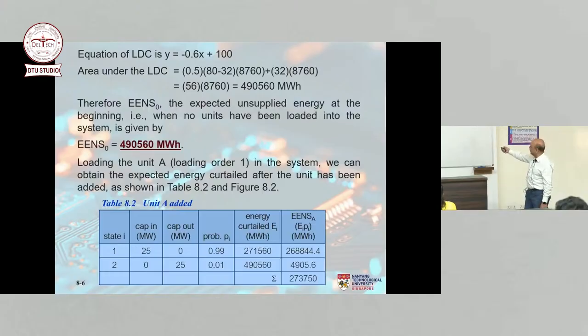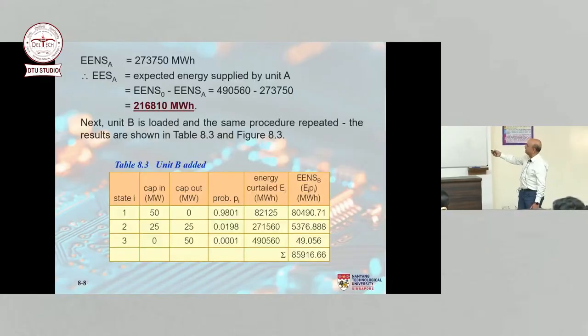So we do that expectation and we sum them up, and this is the energy that is still not supplied after the first generator has been added, correct? So what does it mean? If this was the energy not supplied before the generator was added, and this is the energy not supplied after the generator has been added, so where is the difference coming from? From this generator. So that is why we can calculate the energy supplied by generator A as the difference of those two. So this generator is supplying this much energy. That's an added advantage of this particular technique. We also calculate in the process the energy supplied by each of the generating units.